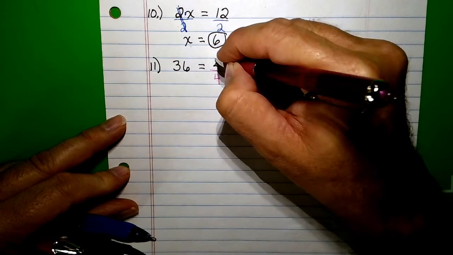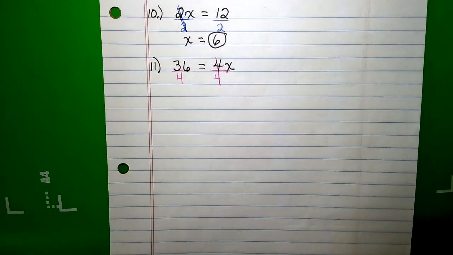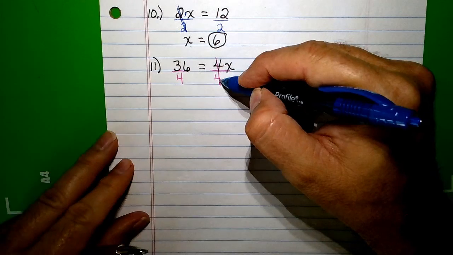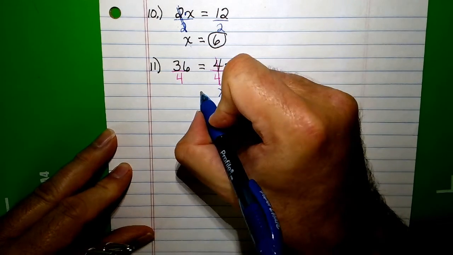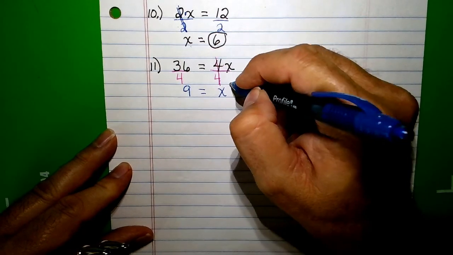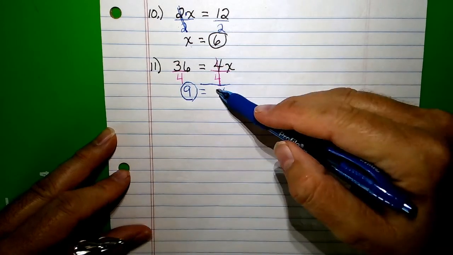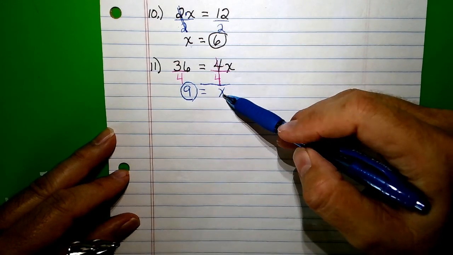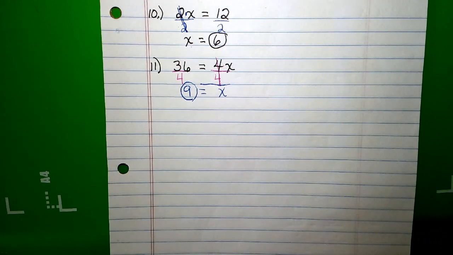Dividing by 4, we have the 4 divided by 4 is a 1. And we'll just write that as x. 36 divided by 4 is 9. Oops. If you're using my line, you don't type in x equals. What you type in is just the number 9. That's why I'm circling just the 9.